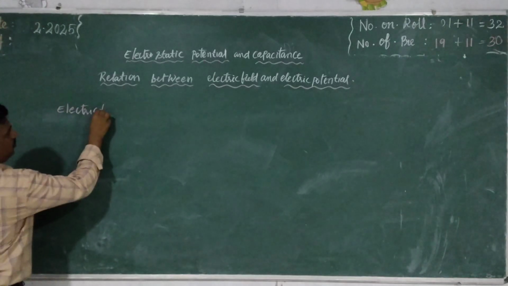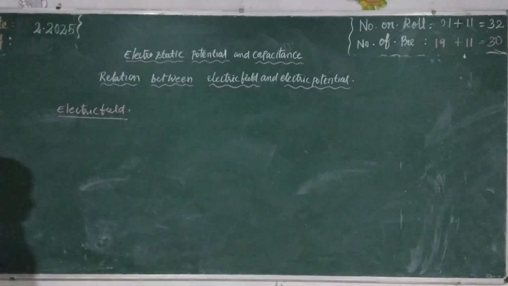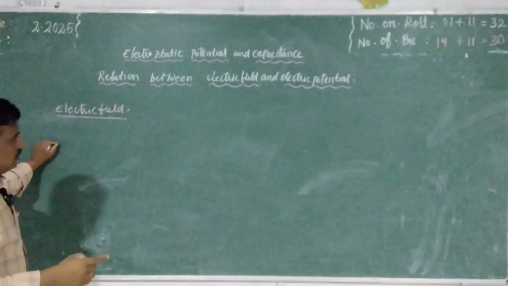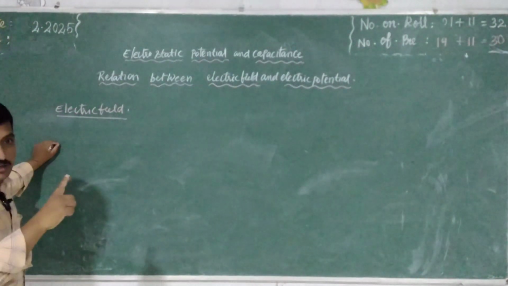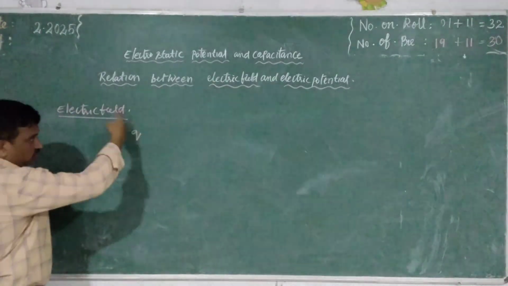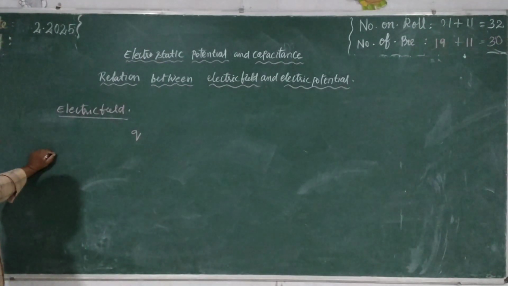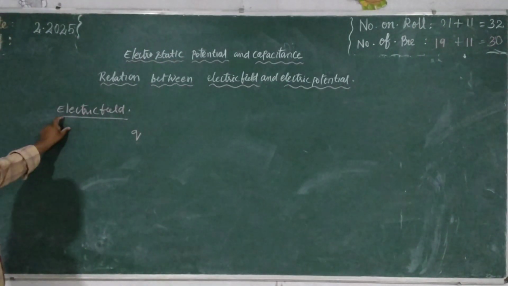Electric field means the space around a charged particle. For example, see here, this is the charged particle. Around this charged particle, within which a force is exerted on another charged particle, that region we call electric field.